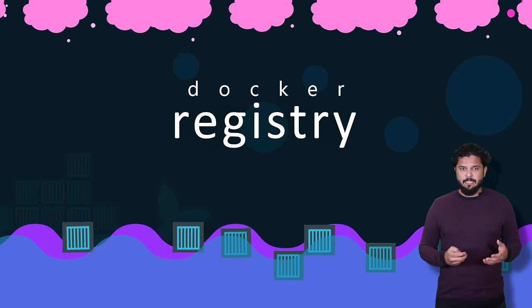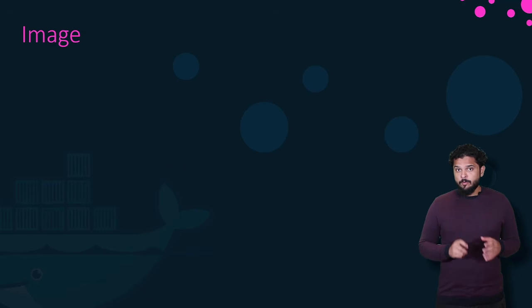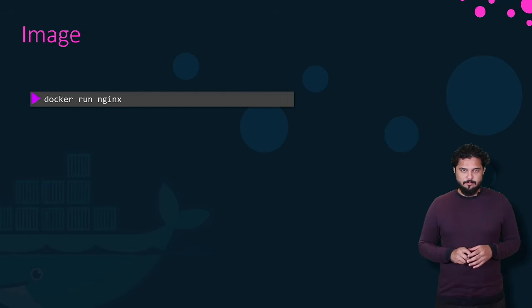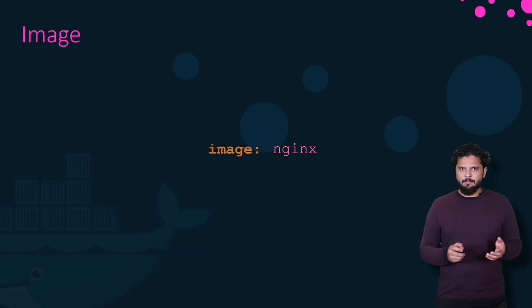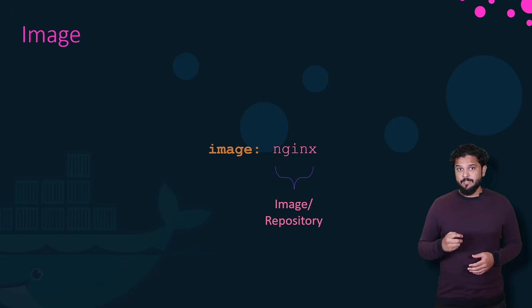Let's look at a simple nginx container. We run the docker run nginx command to run an instance of the nginx image. Let's take a closer look at that image name. Now, the name is nginx, but what is this image and where is this image pulled from? This name follows Docker's image naming convention. Nginx here is the image or the repository name.